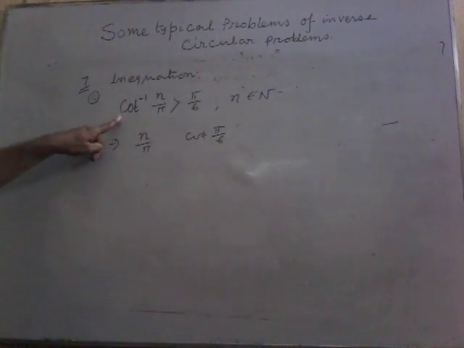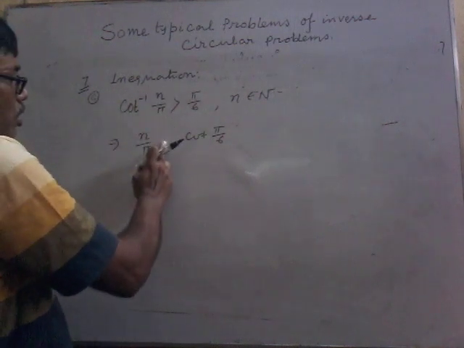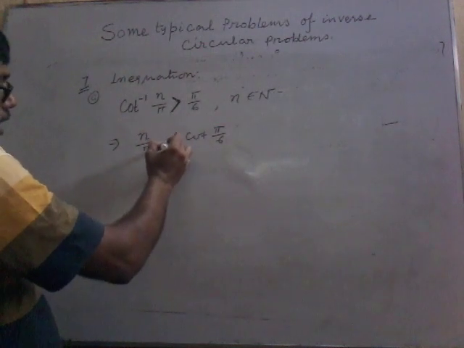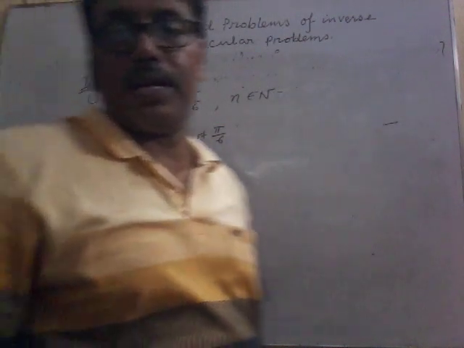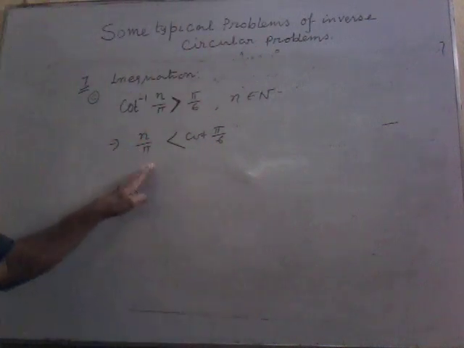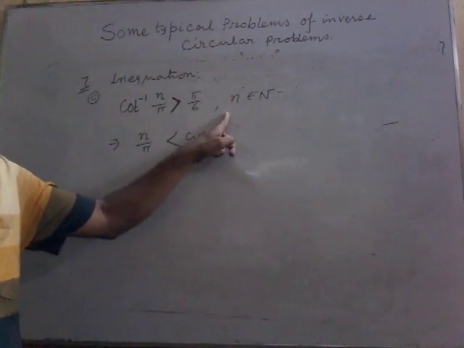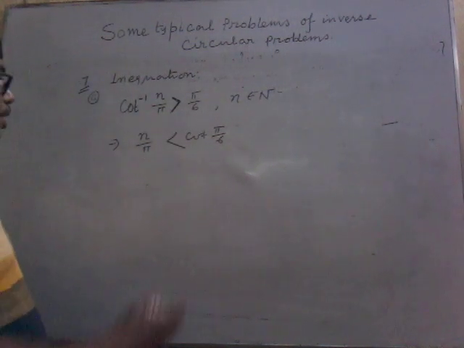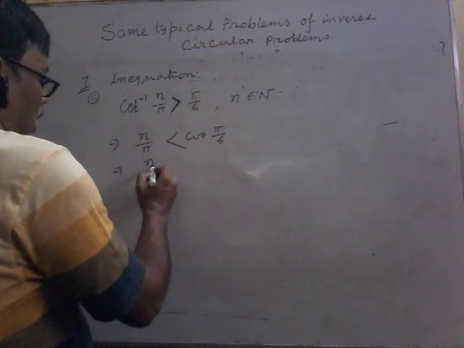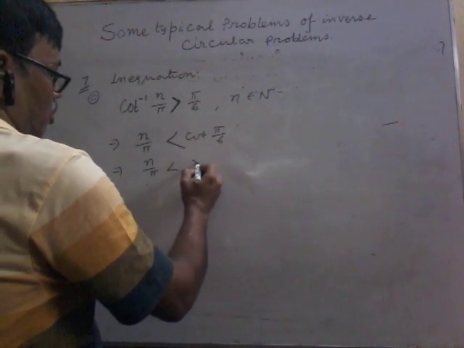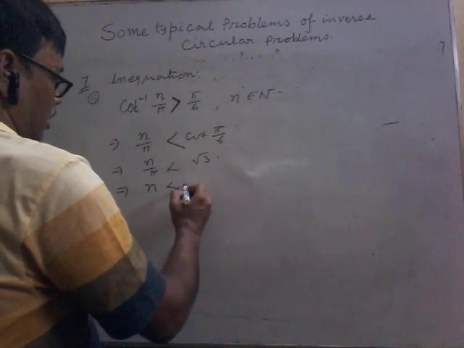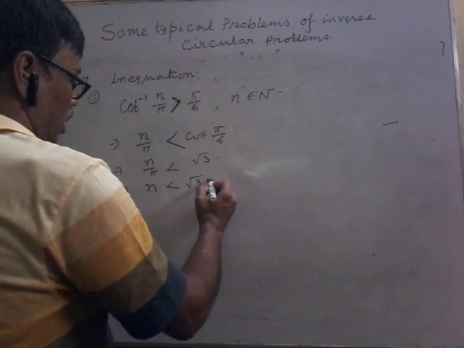So if we take cot on both sides, cot inverse cot gets absorbed, and this is greater than, so it will become less than, because it is a decreasing function, so the nature of the inequality will change. So n by pi is less than root 3, so n is less than root 3 pi.